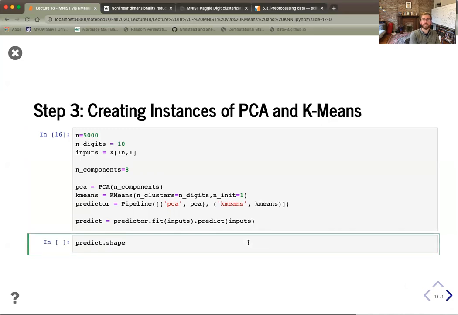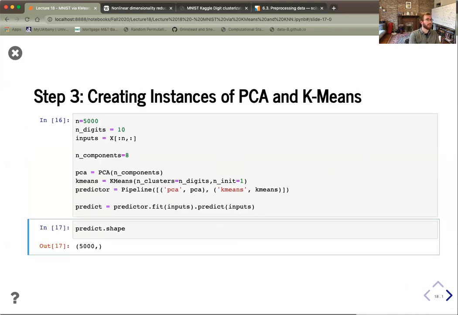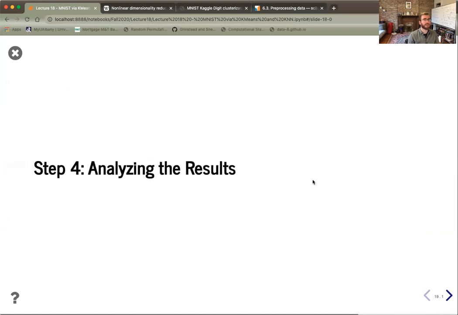So just to get a sense of what the attributes of this predictor object are. So again, now we have our 5,000 points, and it's now predicted at least something about, or it's put into these clusters, each of these 5,000 points. So let's see what happens when we now try to analyze the results.